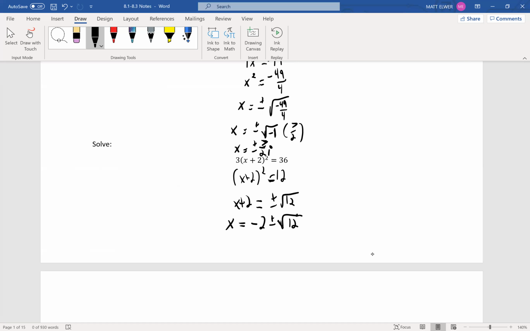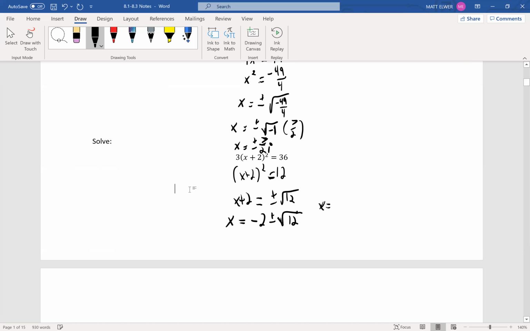So we either have x is equal to negative 2 plus, my pen's not working. Negative 2, there we go, plus the square root of 12, or we have x is equal to negative 2 again, right? Negative 2 minus the square root of 12. So that's our plus or minus.